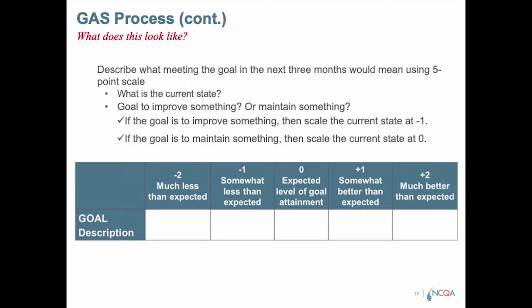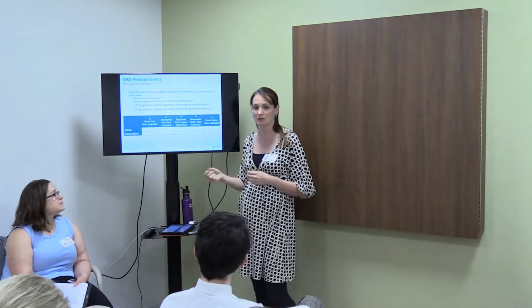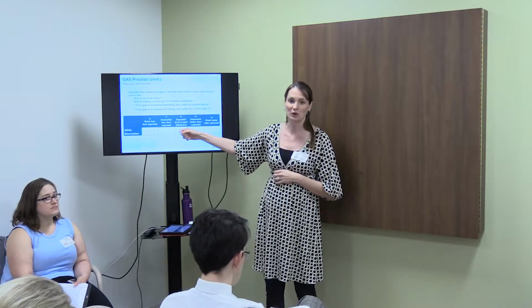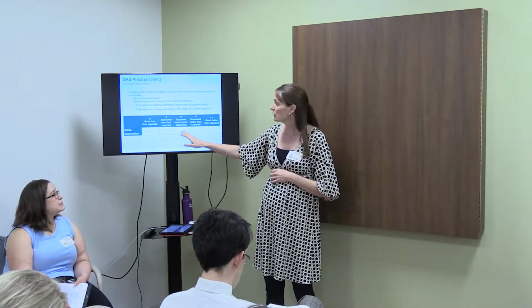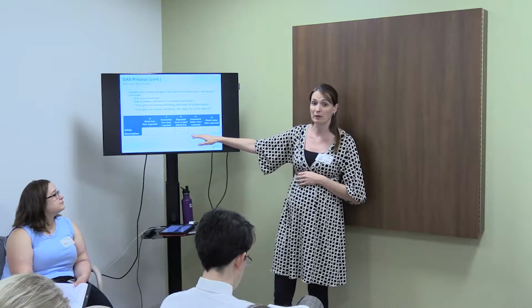What you're going to try to do with this is you take a goal and you describe what meeting that goal in the next 3 months would look like. And you start by what is the current state. So if your goal is to improve something, the current state goes in this -1 box. That's where you put where you are right now. And where you want to get is this expected level of goal achievement. If your goal is to maintain something, then you put your current state right here because that's where you want to get to. So you're going to start by saying what's the current state and where do you want to be? Where do you want to be in 3 months?